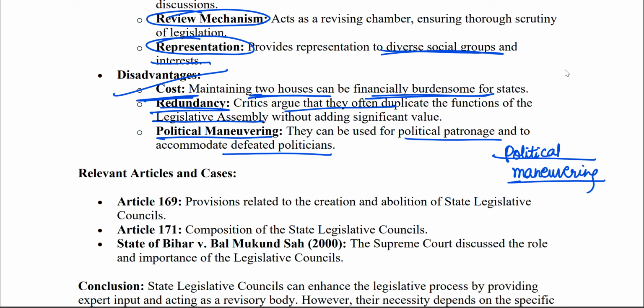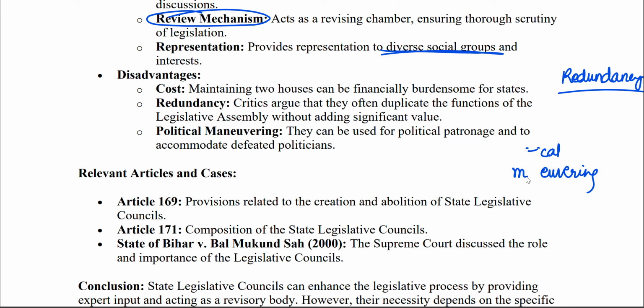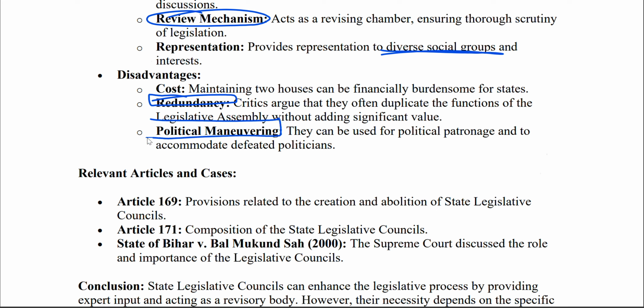Maneuvering is a very important point, and then we have another important point, redundancy. There is a delay because there is a duplication of the functions of the legislative assembly, and it is not adding any significant value. So we have redundancy and then we have political maneuvering. This is used for political patronage and to accommodate the defeated politicians.